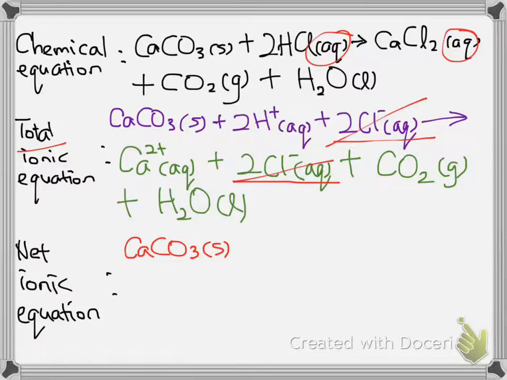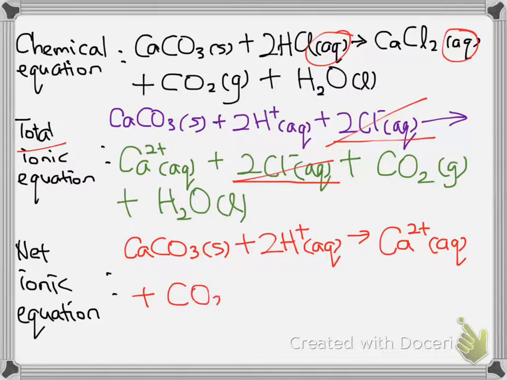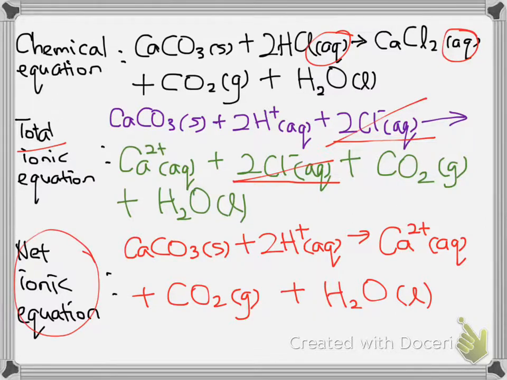calcium carbonate reacting with 2H+ to give you Ca2+ (aq) plus CO2 gas plus H2O liquid. And there you have it. This is the net ionic equation for this acid carbonate reaction.